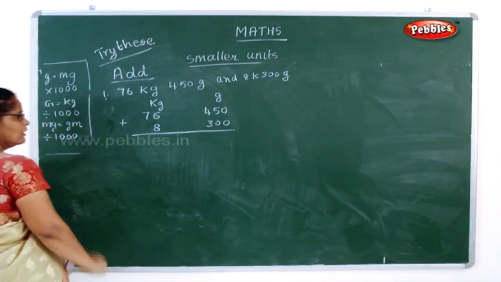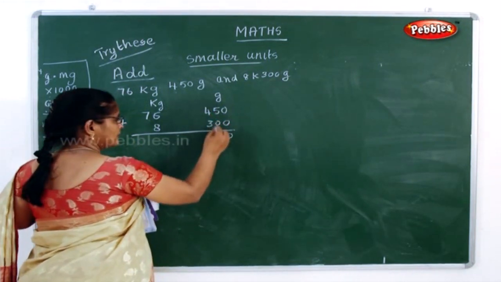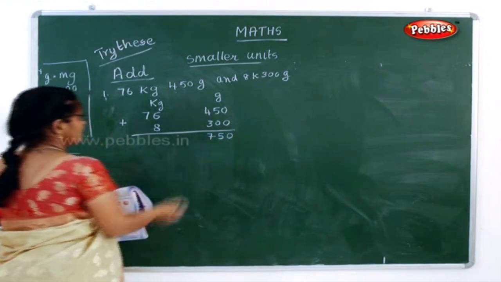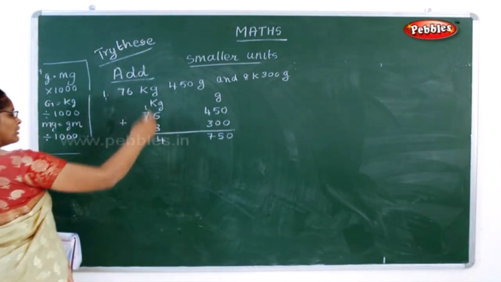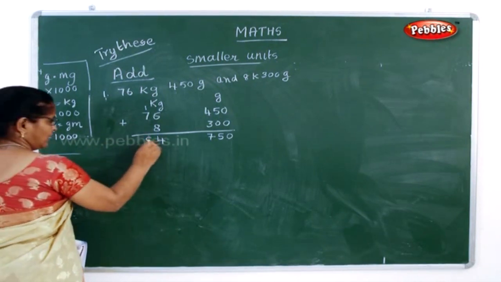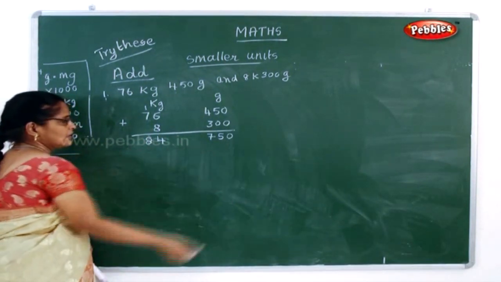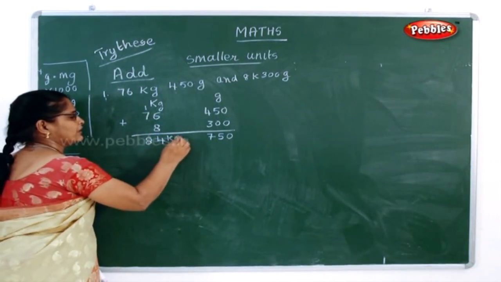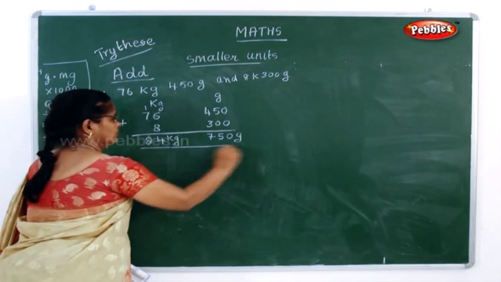Now what they have asked you to do? Plus. Very good. Now 0 plus 0, 0. 5 plus 0, 5. 4 plus 3, 7. 6 plus 8, 14. Now immediately you will put here 1. Now 7 plus 1, 8. So now what you have to do here? After writing this, immediately whatever you have written on the top, you have to write it here, kilo. And here it is gram.